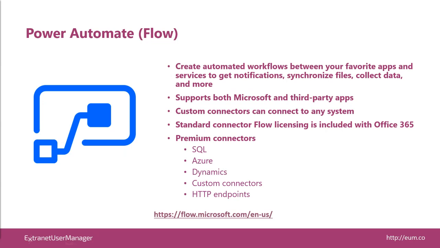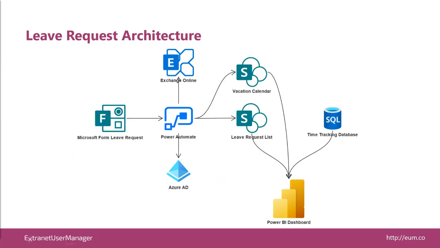And Flow is a really rich ecosystem. There's literally hundreds and hundreds of connectors available with Flow. Some of them are standard, some of them are premium. We'll talk about the licensing implications of those a little bit later. But it's super easy to visually draw out the flow, and I'll show you what that looks like in a sec as well. So what does the architecture look like?